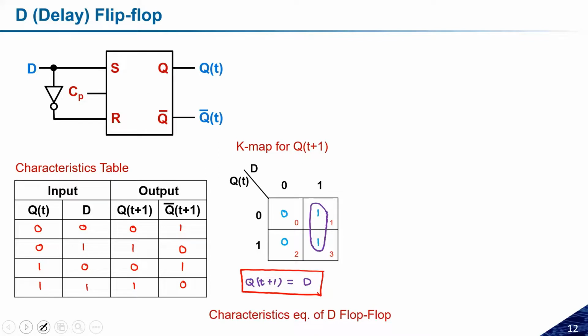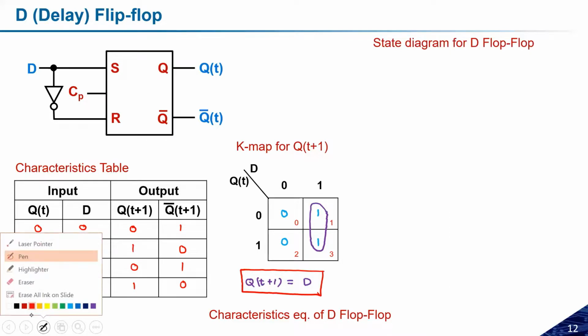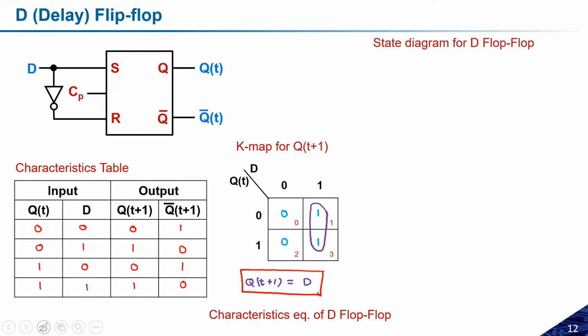Okay, the next thing we need to see is how the state diagram will look like. So let us try to make the state diagram. We can have two states at the output. What are those states? One state could be 0 and the second state could be 1. So these are the two states that are possible in the D flip-flop. Suppose I have two outputs, 0 and 1.